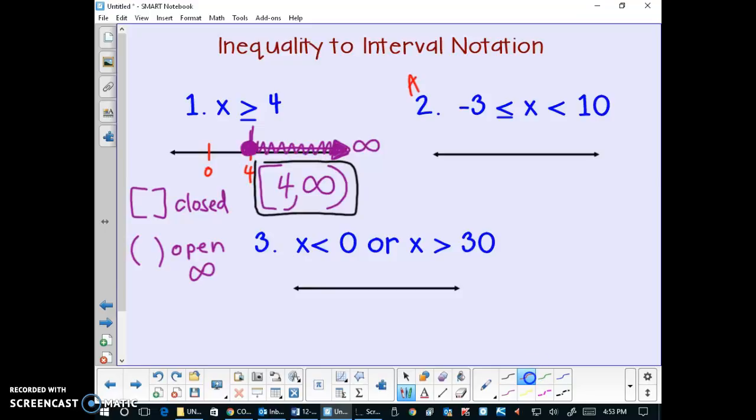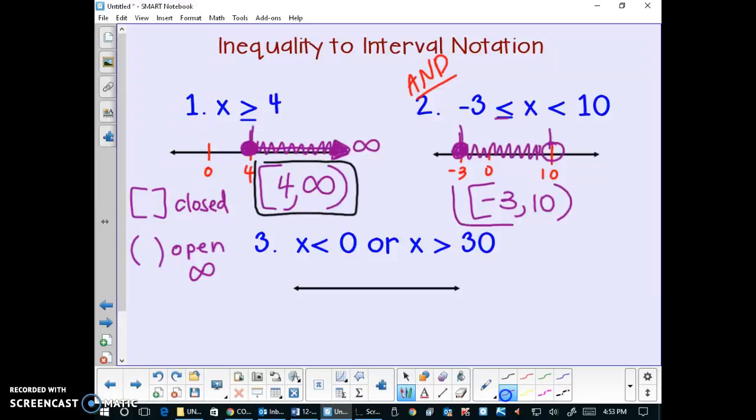Now number 2, we have an and compound inequality. So let's graph this first. So I have -3, 0, and 10. And we know we shade in between. This looks like a closed circle because of the equal to. This one's an open, and we shade in between. So now our interval, we actually start shading at -3. We end at 10. Now around the -3 is a closed circle, so we're going to use brackets. And then the 10 is an open circle, so we use parentheses.